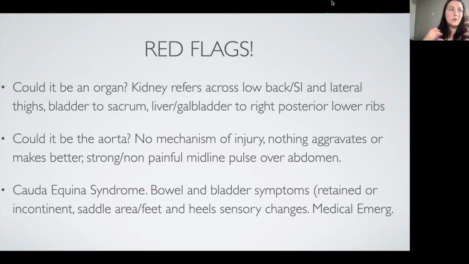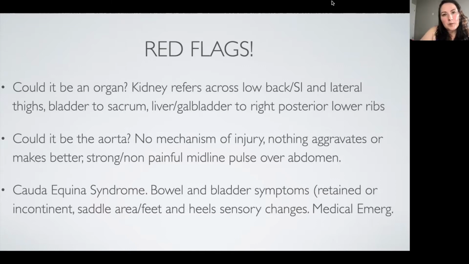And we want to make sure that there's no other parts of the history that tell us that maybe there's something going on with kidney, maybe there's something going on with bladder, liver, or gallbladder. It could also be, low back pain also comes from trauma to the aorta or a change in the aorta, specifically aortic aneurysm. So an aortic aneurysm will often not have a mechanism of injury. The symptoms associated with an aortic aneurysm are low back pain, but low back pain where there's no aggravating factor and nothing that makes it better.